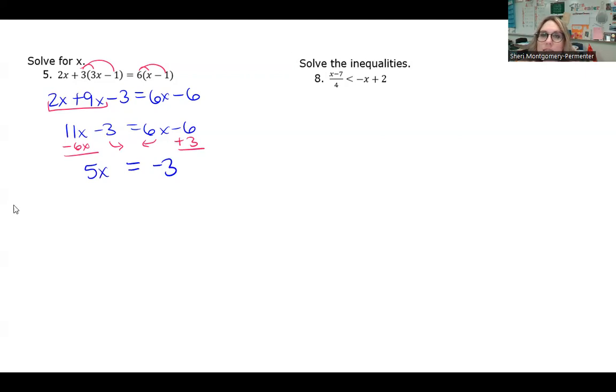My goal is to get x equals. So if I want x equals, I need to get everything away from the x. I'm multiplying by 5. So the inverse of multiply by 5 would be to divide by 5. So my answer is equal to negative 3 over 5.